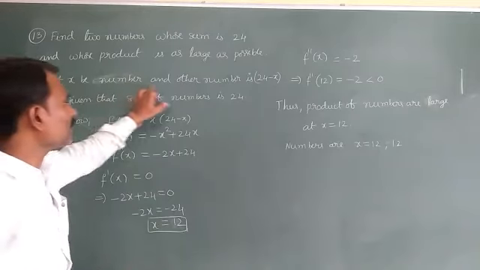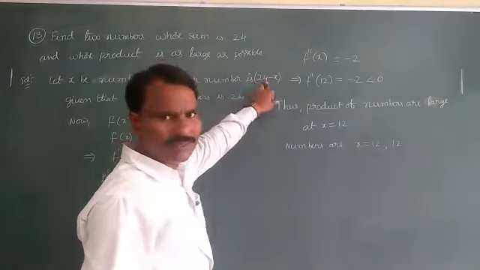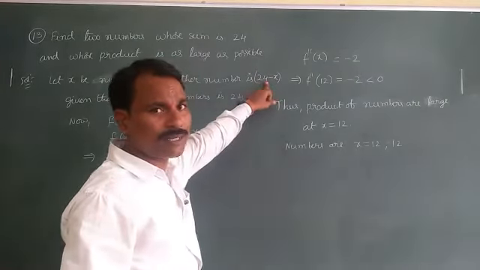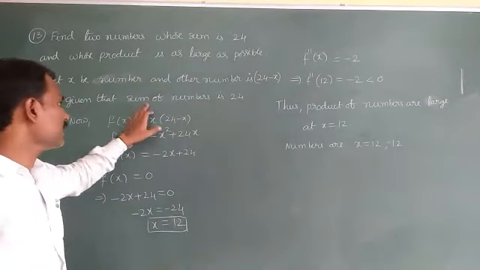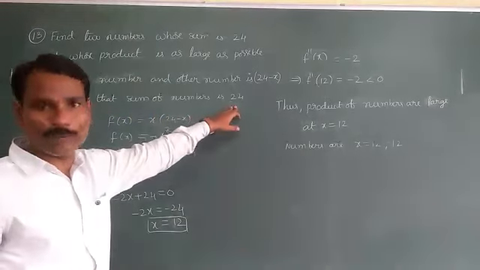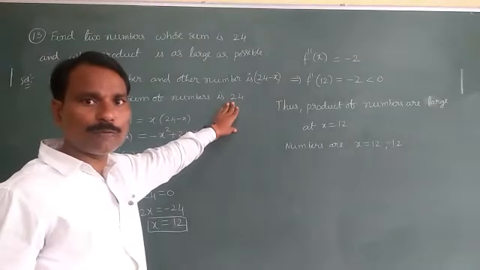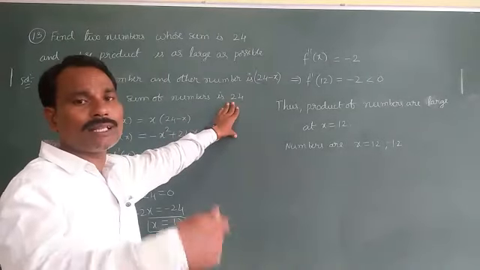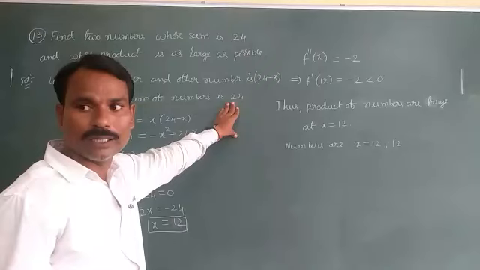And the other number is 24 minus x. How does it become 24 minus x? Because given that the sum of the numbers is 24. Sum of the numbers is 24 means one number is x, so automatically the other number is 24 minus x.